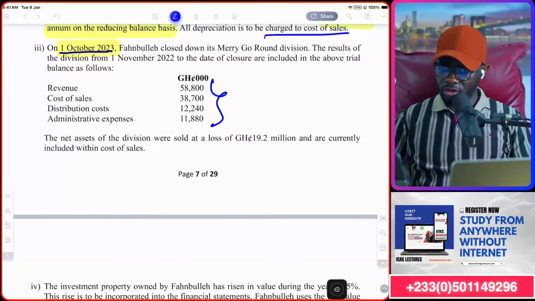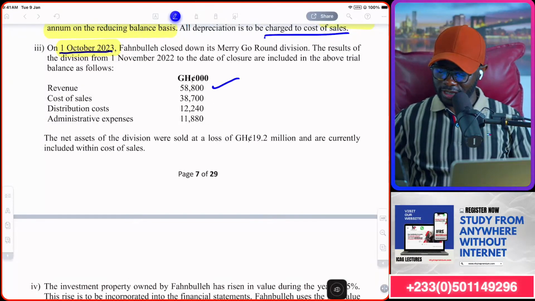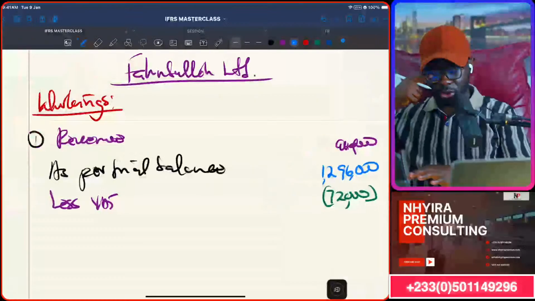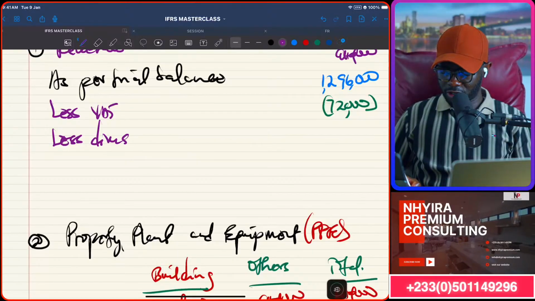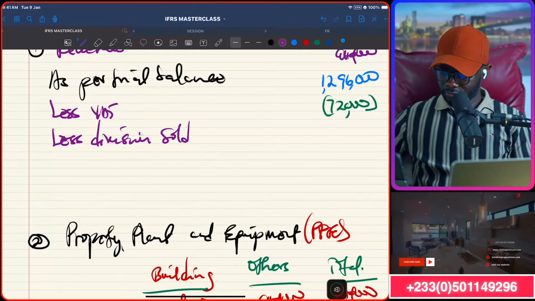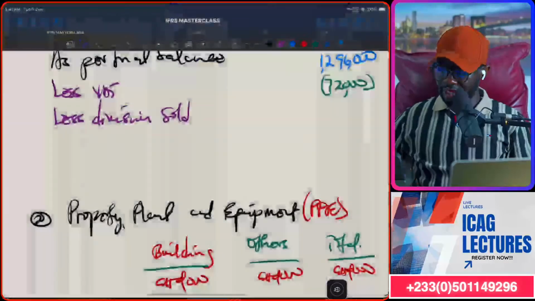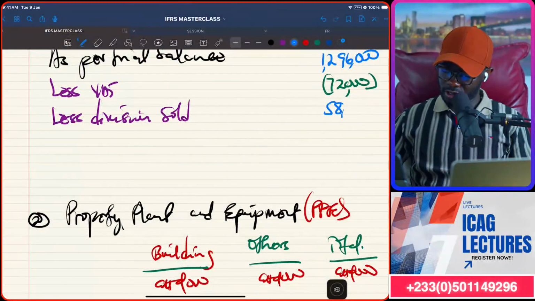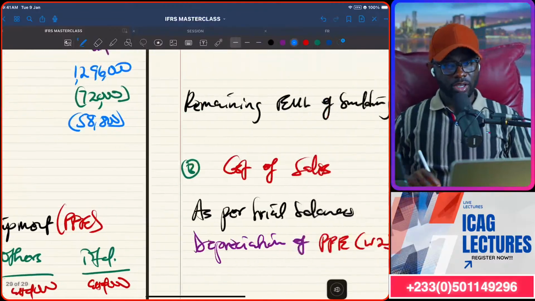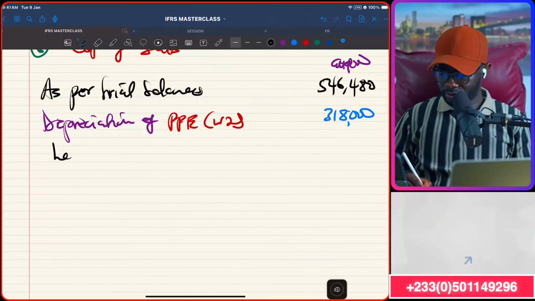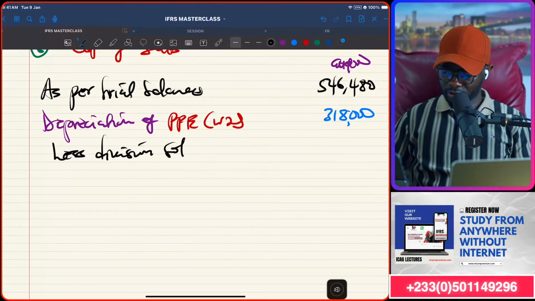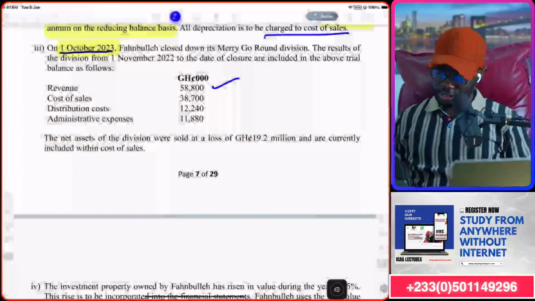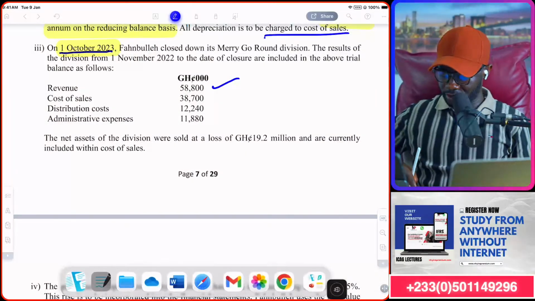So let's go. The revenue from there is 58,800. We'll subtract that from the revenue. So we less division sold, 58,800. We take it out. We do the same thing for cost of sales. Less division sold. And that is 38,700.